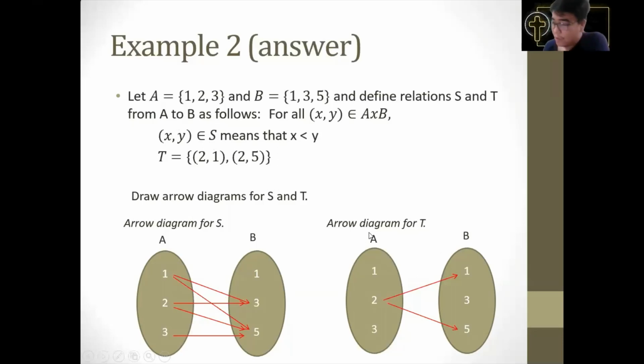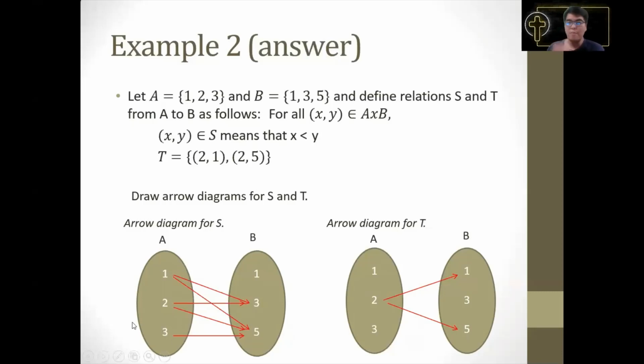In this diagram, we can see that T is a relation. And T defines such a relation that the element in A is related to B only if it satisfies this set, which means that 2 is related to 1 and 2 is related to 5. 1 is not related to any of the elements of B because, as we can see, that element of A is not related to B by this definition. Same with 3.